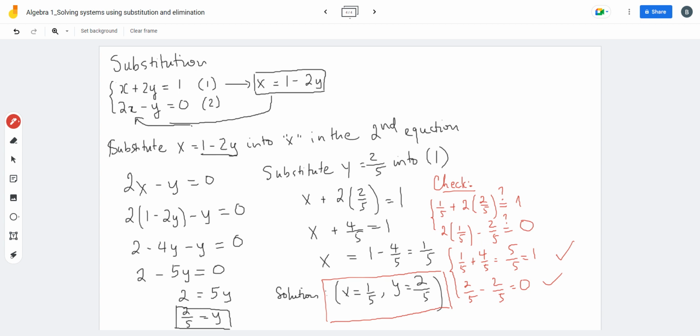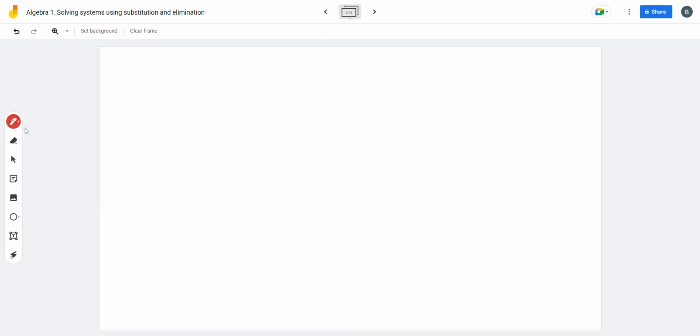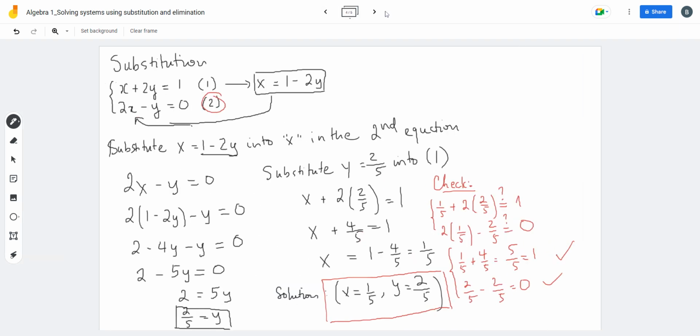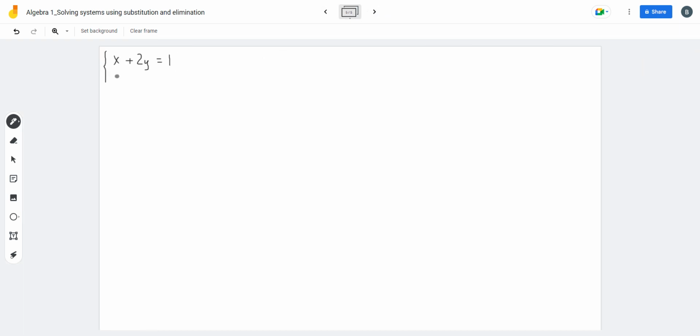All right, now let's say that you don't want to replace x, but you want to use equation number 2 to do the substitution, and that would be okay too. So we have x plus 2y equal to 1, and 2x minus y equal to 0.